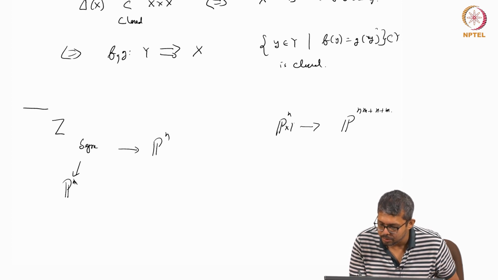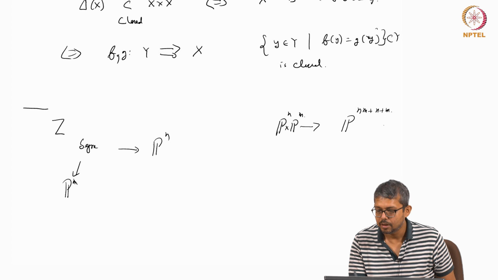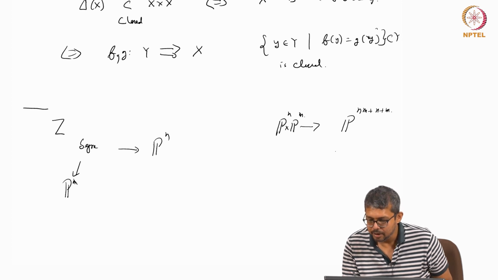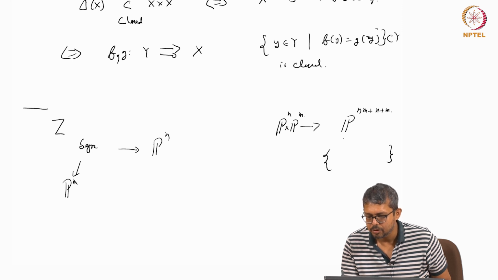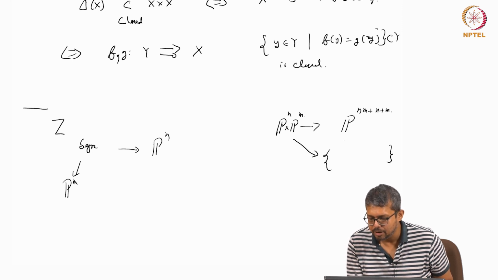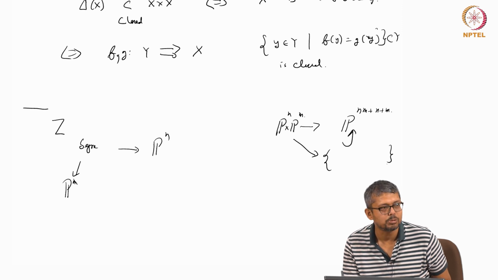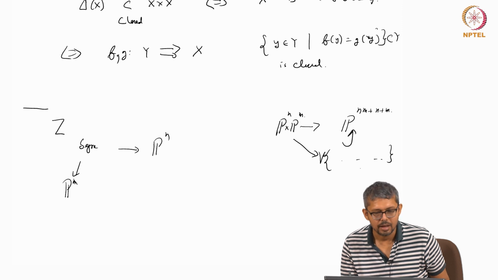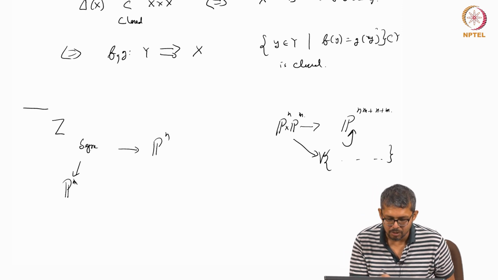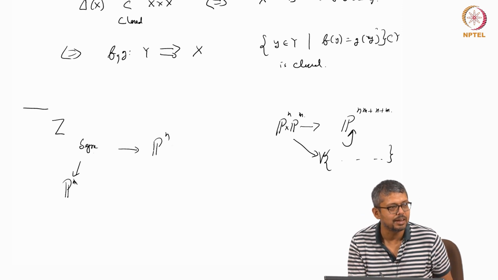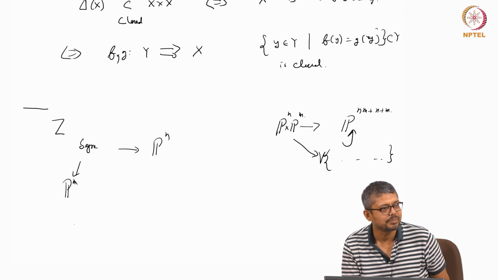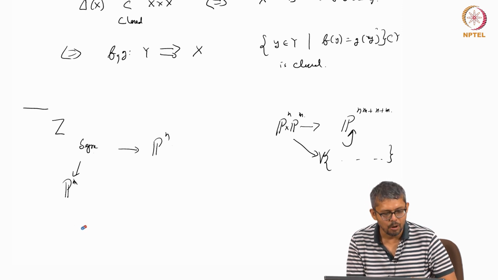Similarly, Pn cross Pm, you embed it into this, and there it will be given by some homogeneous equations, so it will actually lie in a closed subset defined by homogeneous polynomials. So this was our Segre product, and now you have to show that from this Segre product to Pn there is a natural map, right?